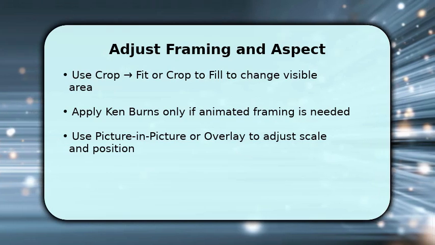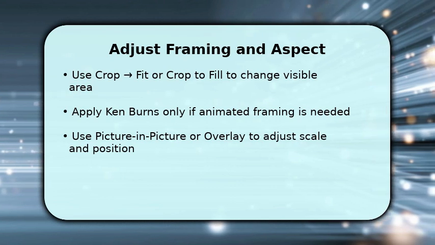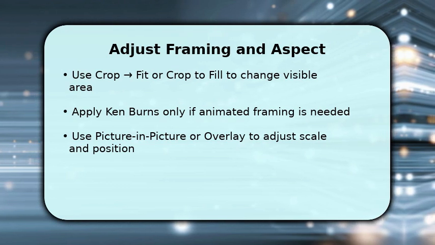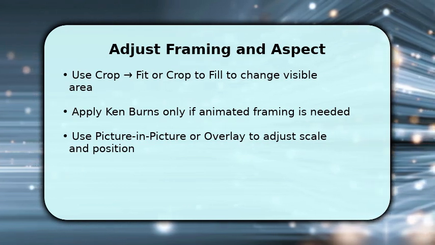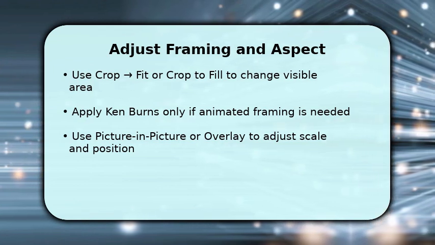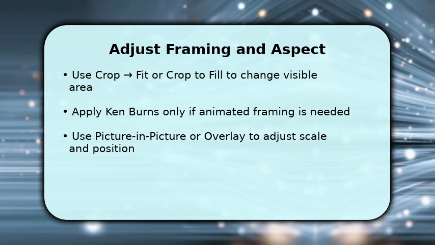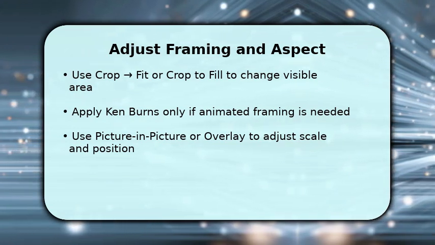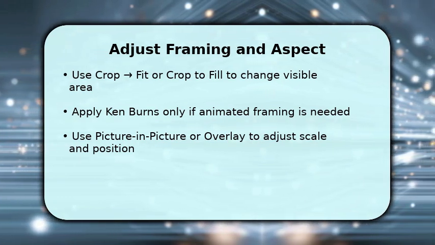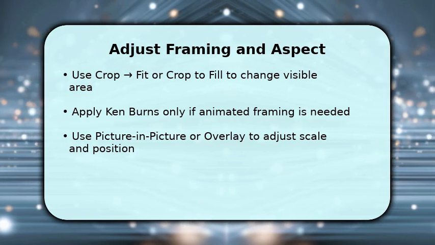Next, focus on framing. Select a clip and choose crop to fill to set the visible portion, or choose fit to preserve full content if your background defines the canvas. Use picture-in-picture or overlay tools to scale and position foreground elements precisely over the background. If you need motion, apply Ken Burns, but be careful. It changes the effective crop. Make incremental adjustments and scrub the timeline to confirm composition across the whole clip before moving to export settings.